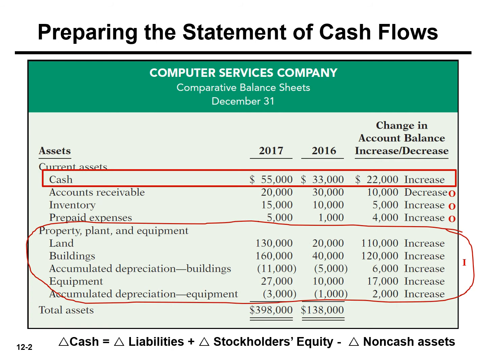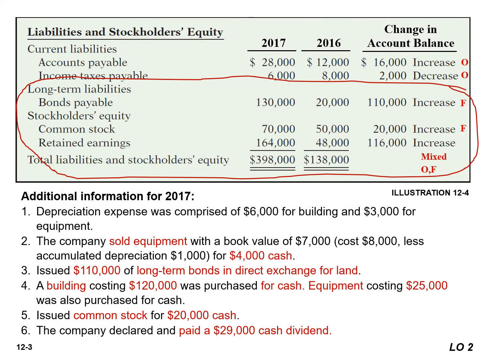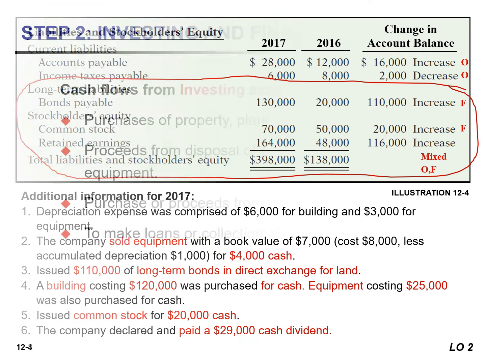We've already analyzed computer services, and we've determined that the changes in the property, plant, and equipment accounts are investing activities. We've also determined the changes in long-term liabilities as well as stockholders' equity are also financing activities. When you look at the changes in these account balances, it's really important that you also use the additional information to help explain the change.